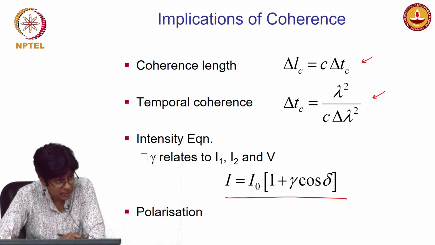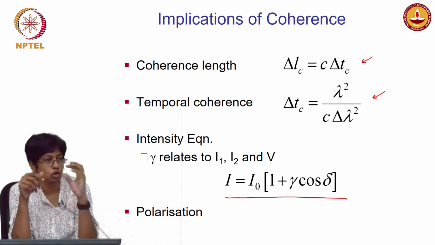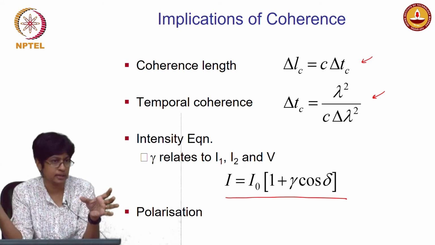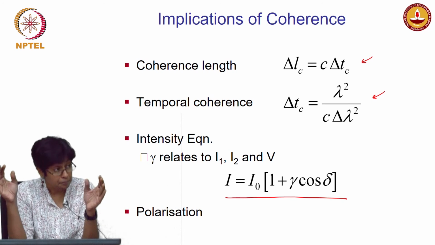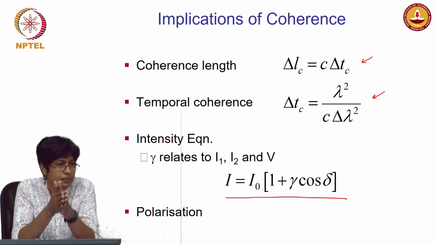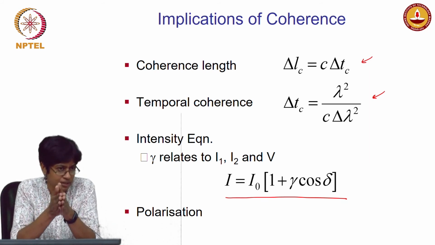One thing I haven't mentioned, but you need to take into account: I have just been talking about correlating an electric field at one point of space and time to an electric field at another point of space and time. But what needs to be taken into account is that the polarization of these two beams needs to be identical, okay. So, what is polarization? It is the orientation of the electric field, okay.